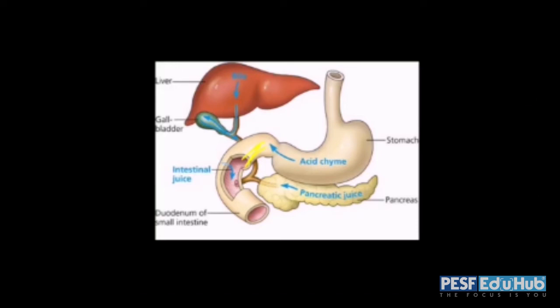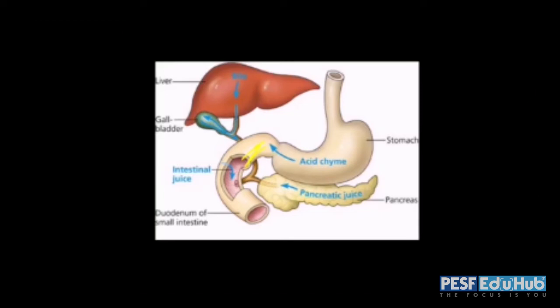Then pancreatic juice also contains a protein-digesting enzyme. I told you in the stomach the protein is converted to peptone. That peptone reaches the duodenum. When protein food reaches the duodenum, pancreatic juice secretes an enzyme called trypsin. That trypsin digests protein into its simple form, called amino acids.